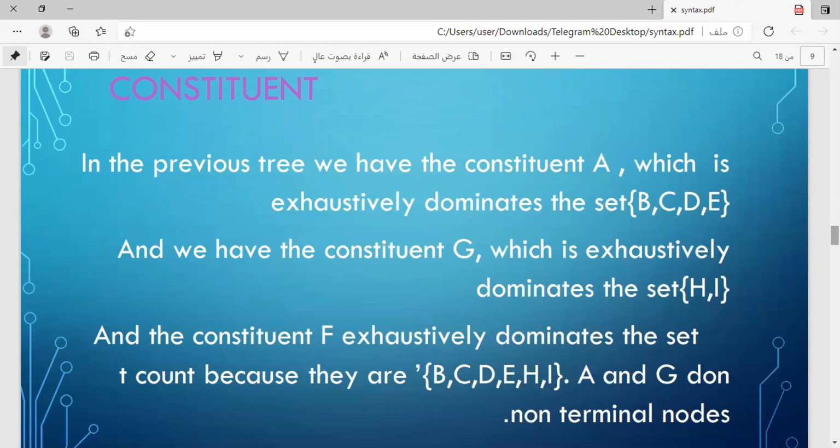In the previous tree, we have the constituent A, which exhaustively dominates the set B, C, D, and E. And we have the constituent G, which exhaustively dominates the set H and I. And the constituent F exhaustively dominates the set B, C, D, E, H, and I. A and G don't count. We cannot include A and G because they are non-terminal nodes.